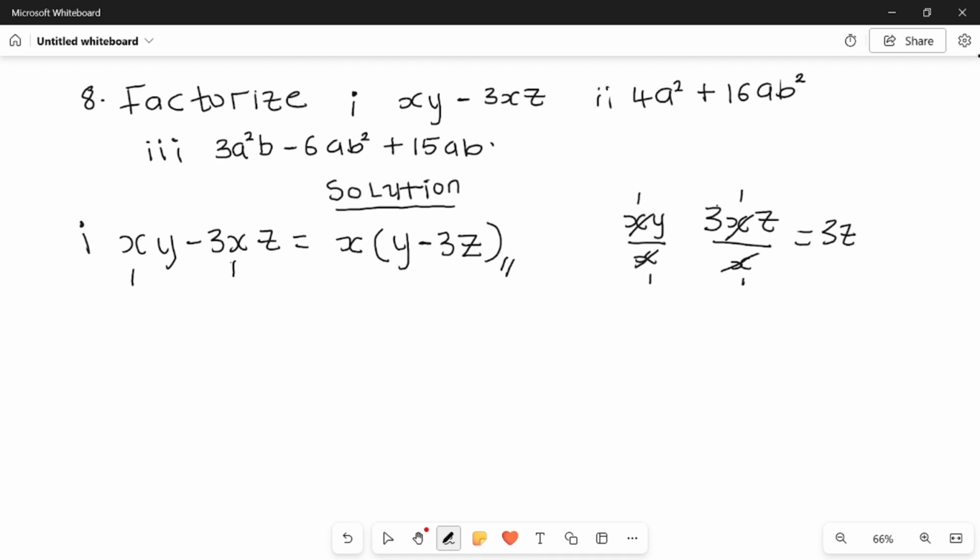So if you multiply x times y, you get xy, and if you multiply x times minus 3z, you get minus 3xz. So we have successfully, if you multiply x times y, you get xy. And if you multiply x times 3z, we'll have 3xz, right? So we have successfully factorized this expression.